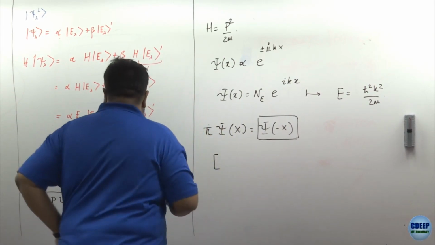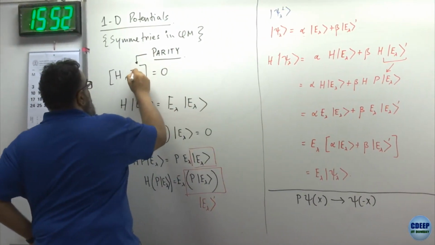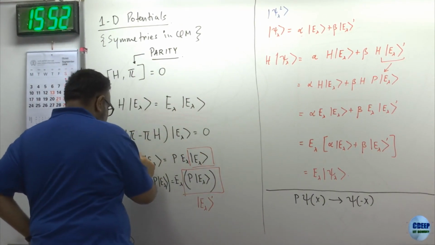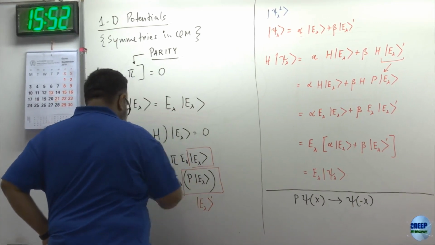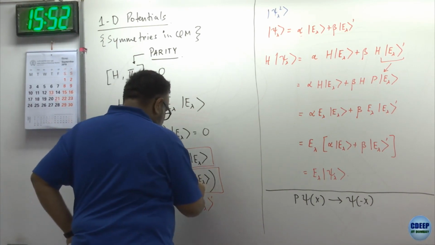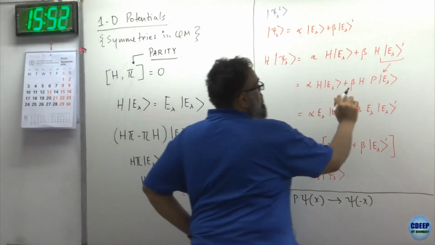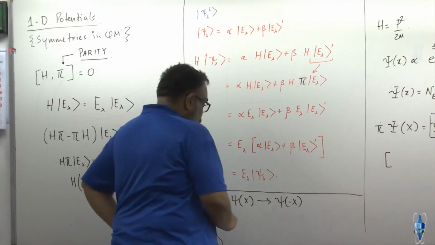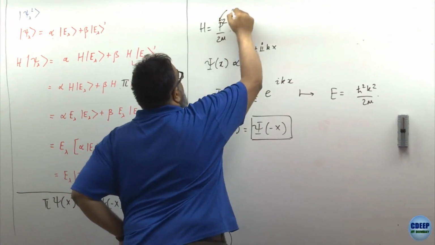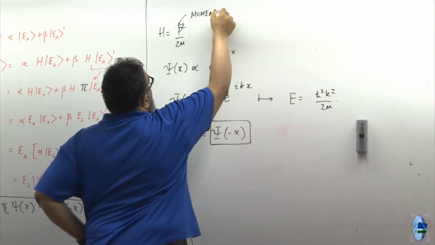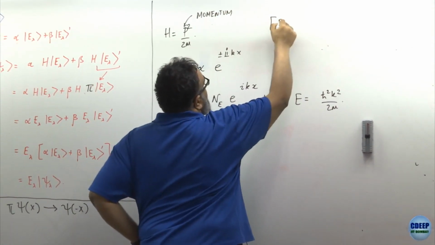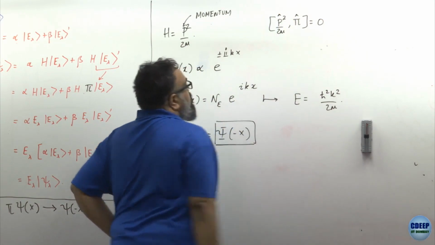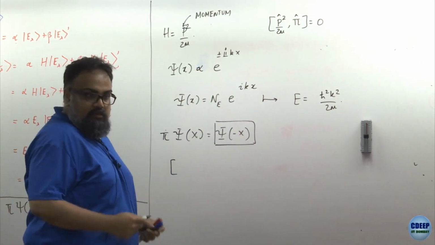Okay, so I'll call the parity operator pi, just to avoid confusion, sorry, my bad, I forgot that the momentum operator is P as well. Always happens to me. Good, I have fixed almost all instances. So that is momentum. And you have to verify essentially that P square over 2m commutes with the parity operator. You can just do it in function space.